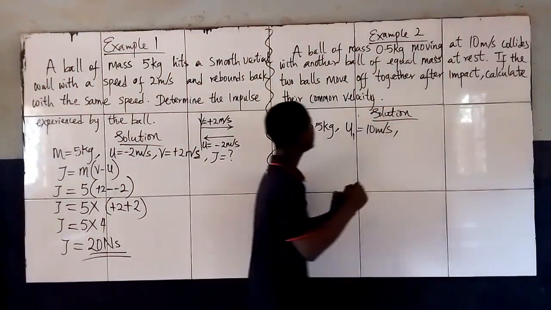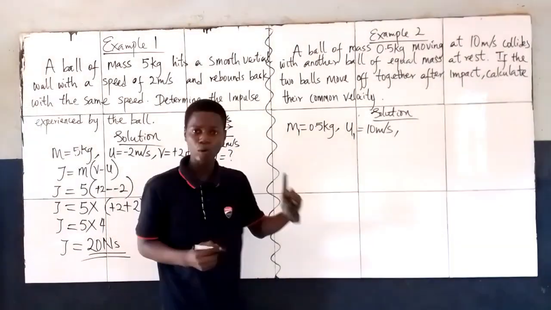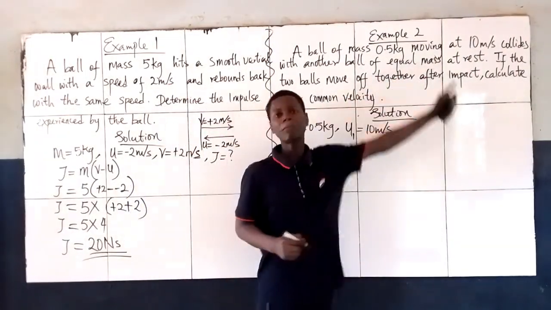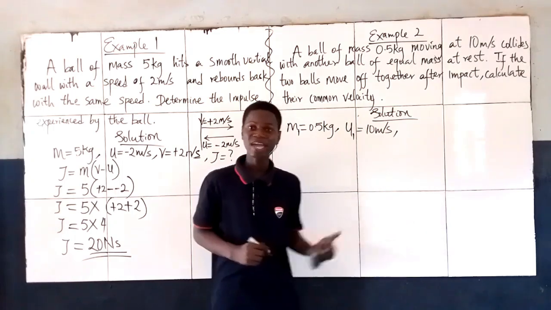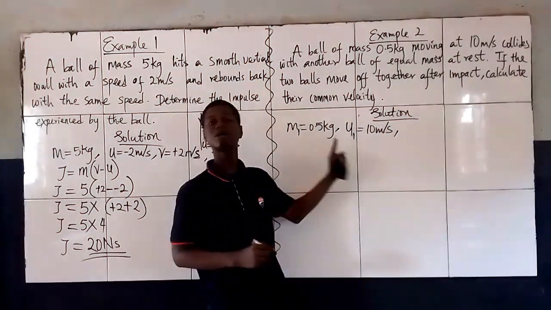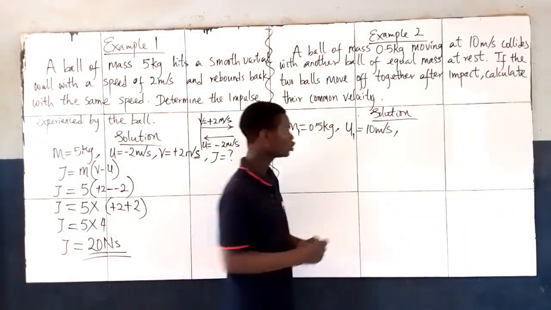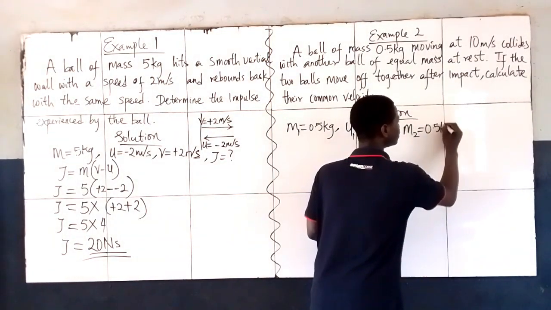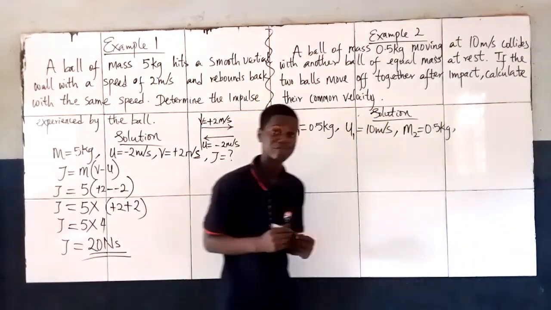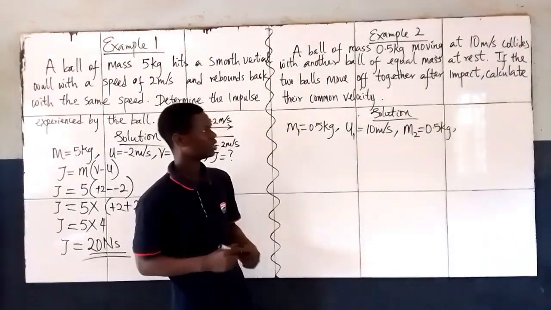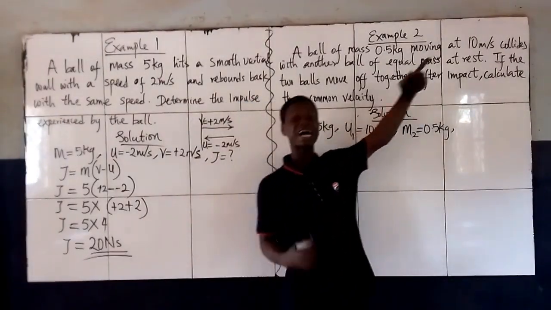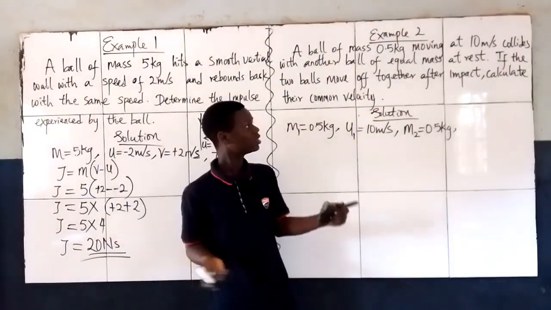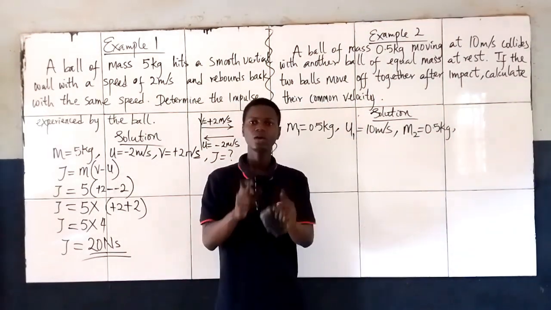They said it collides with another ball of equal mass. That means the second ball, M2, is also 0.5 kilogram. So you come and write M2 is equal to 0.5 kg. This is what you have. Are you seeing that? Good. And they said that the ball was at rest.